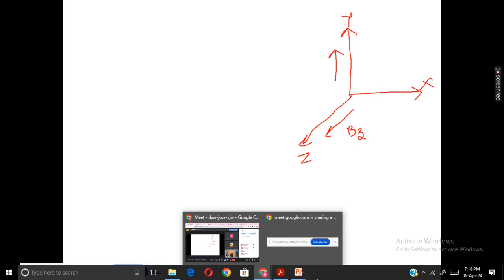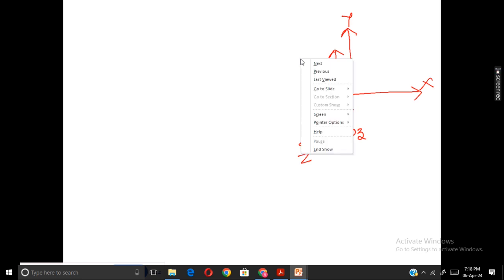So we'll continue. Okay. So we are considering a magnetic field which is basically acting in the z direction, and the magnetic field is changing along the y direction. So delta B is changing basically along the y direction. This is the direction of delta B.